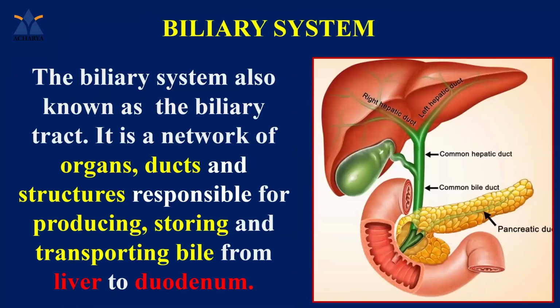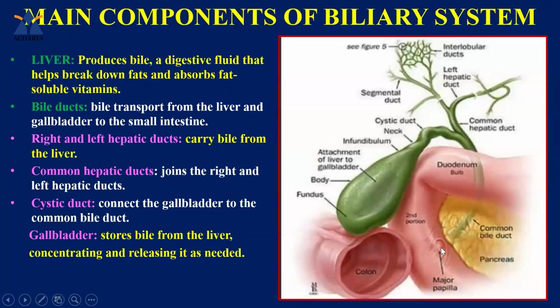The biliary system, also known as the biliary tract, is a network of organs, ducts, and structures responsible for producing, storing, and transporting bile from the liver to the duodenum. The main components of the biliary system are: the liver, which produces bile fluid that helps to break down fats and absorb fat-soluble vitamins, and the bile ducts, which transport bile from the liver and gallbladder to the small intestine.